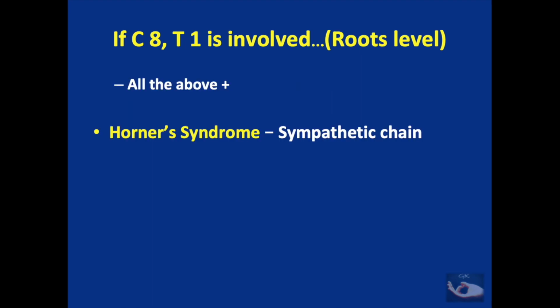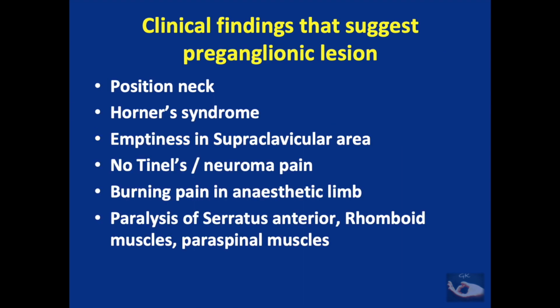If C8-T1 has been involved at the roots level and avulsion has occurred, all the above are present along with Horner syndrome. Clinical findings that suggest preganglionic lesion: we have already seen the abnormal position of the neck, Horner syndrome, emptiness in the supraclavicular area, no tinel's sign or neuroma pain, but burning pain in the anesthetic limb, and paralysis of serratus anterior, rhomboids, and the paraspinal muscles.